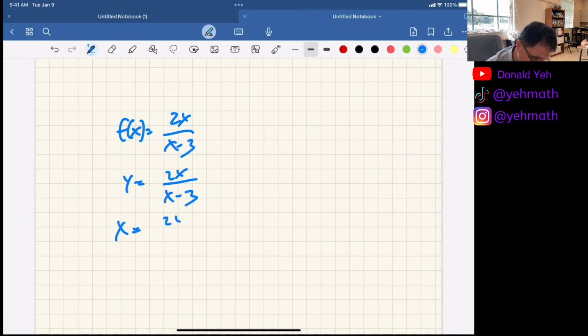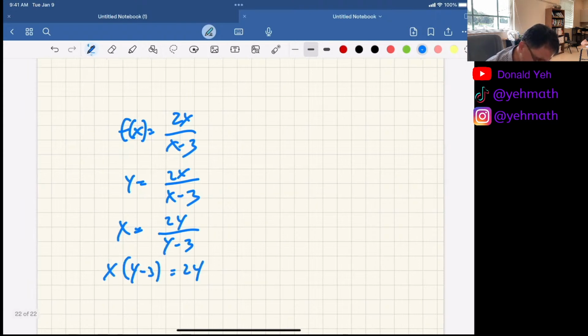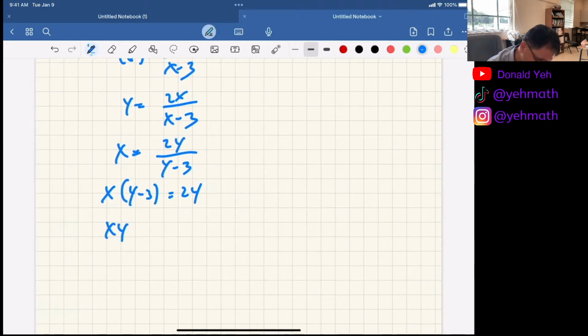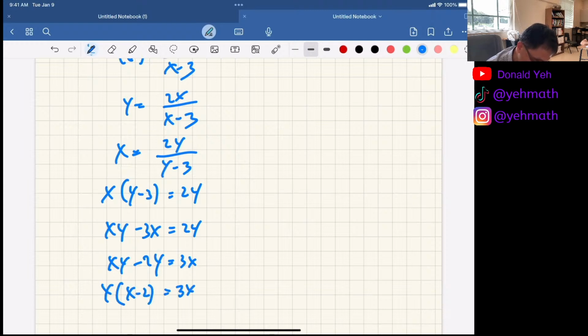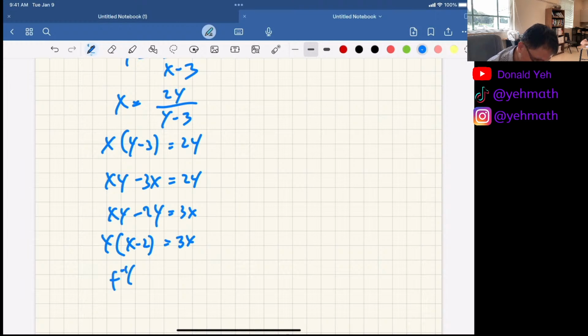x equals 2y over y minus 3. x times (y minus 3) equals 2y. I'm going to have to distribute: xy minus 3x equals 2y. So xy minus 2y equals 3x. Take y out: y times (x minus 2) equals 3x. So f inverse of x equals 3x over x minus 2. Oh, I had it right.